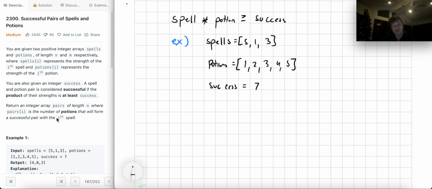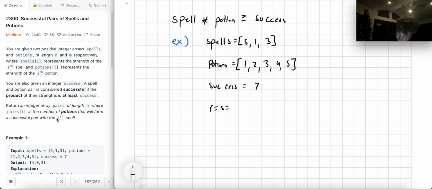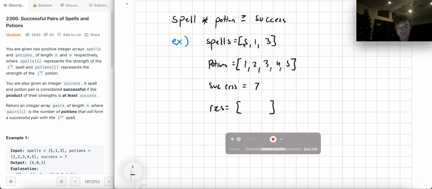So the manual way of doing this, the clearest way, would be to look at a spell. Now we're going to return this res array, and it's going to be the same size as the spells array, because it matters for each spell. So for this spell, in order to be successful, when you multiply it by its potion, it's got to be greater than or equal to success, which is 7. So 5 times the potion has to be greater than or equal to 7.